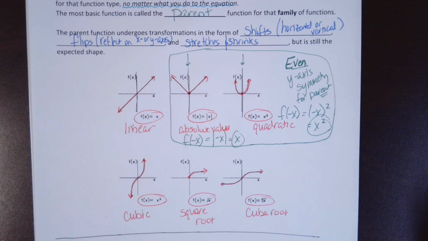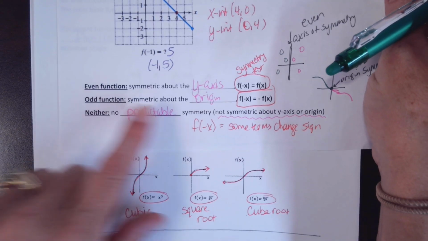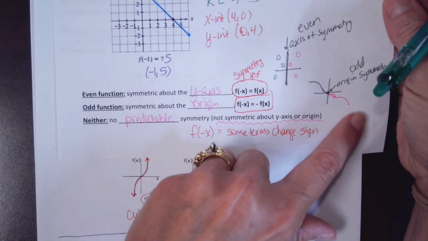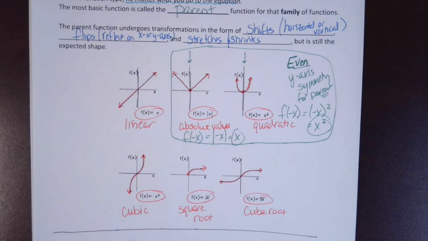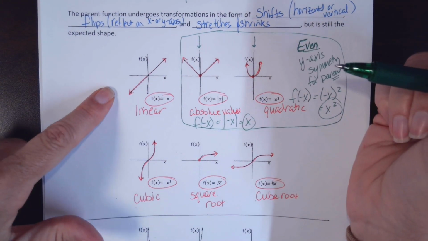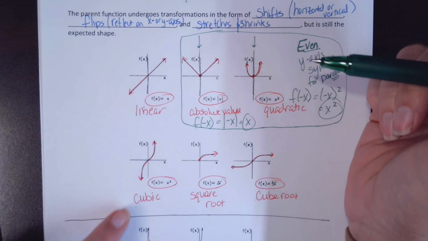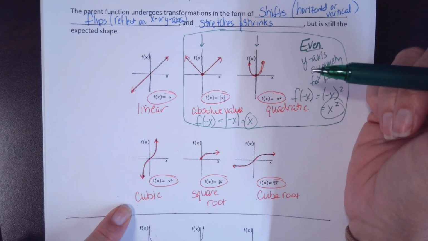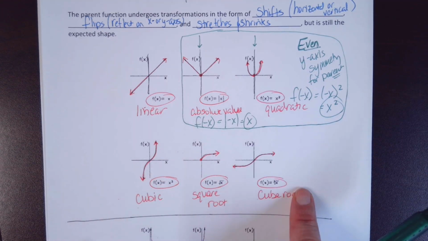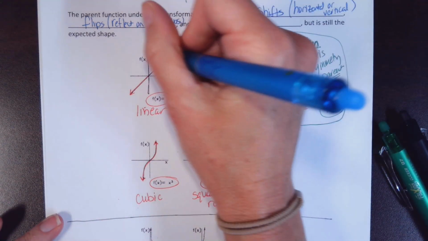Then my other symmetry type that we went over was odd symmetry, symmetric about the origin. When I plug in a negative, everything changes. I got that twist in the middle. Up left, lower right, up right, lower left. Do we see anything with a twist in the middle? Well, this parent linear function does that. Down here, my cubic function does that. And even my cube root function does that. So these 3 functions all come out to be odd functions.